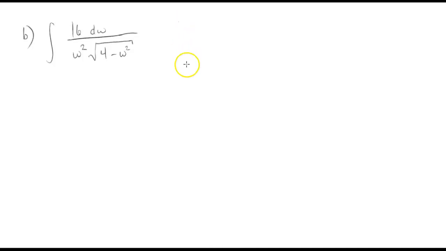So we see here, since we have this square root of 4 minus w squared here, that this particular integral is sort of taking on the form that looks something like this. Okay, so it's kind of taking on this form here.